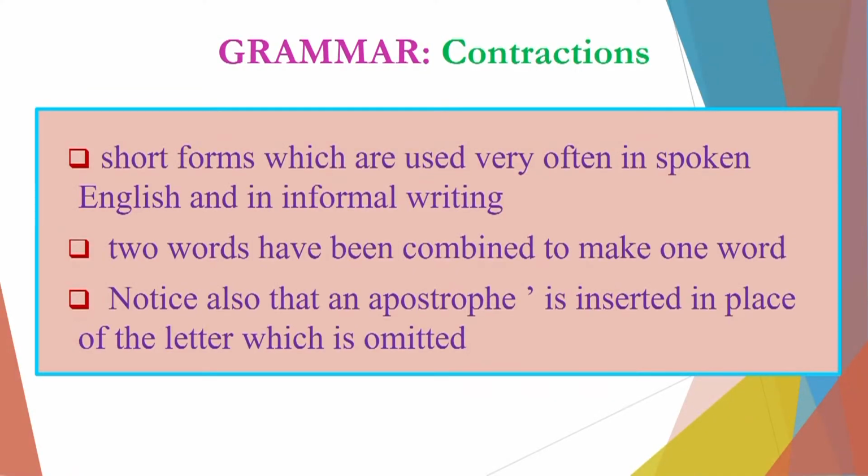Moving on, we have contractions. Contractions are short forms which are used very often in spoken English or in informal writing. What is that? Two words have been combined to make one word. And notice also that an apostrophe is inserted in place of the letter which is omitted. Have some examples in the next slide.